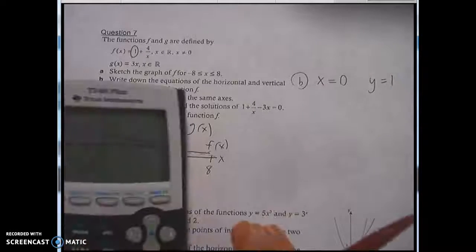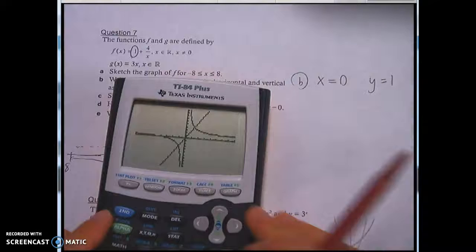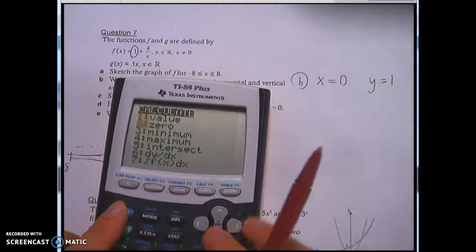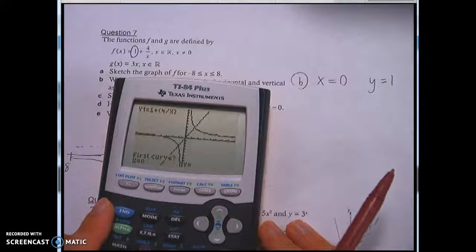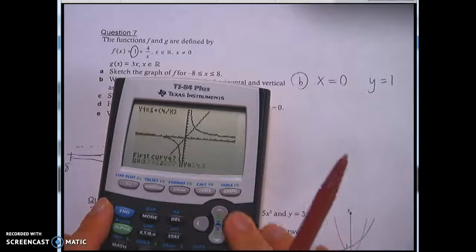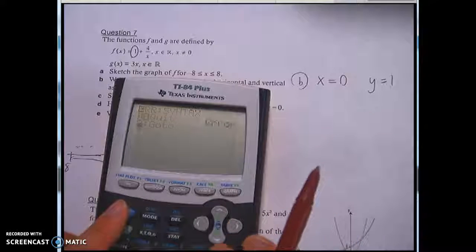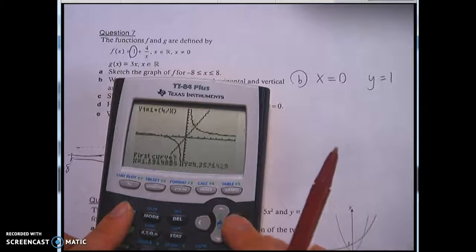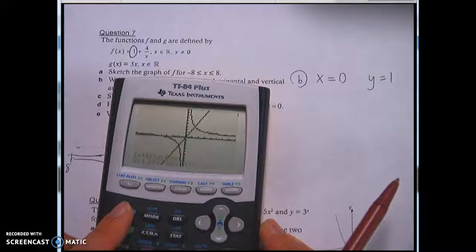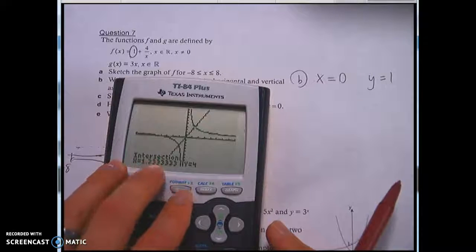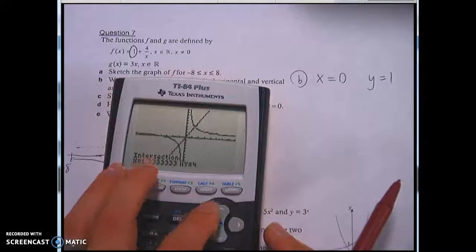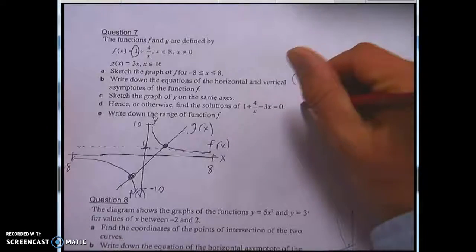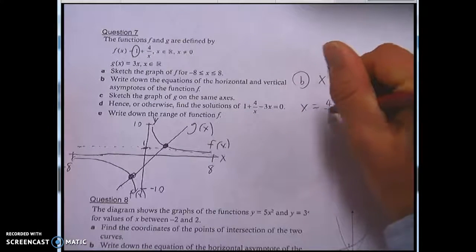So let's get those x values by doing second trace 5, enter, enter, enter. Oops, enter. Second trace 5, get pretty close to that intersection point, enter, enter, enter. That first value of x is 1.33333333. That's just x equals 4/3.